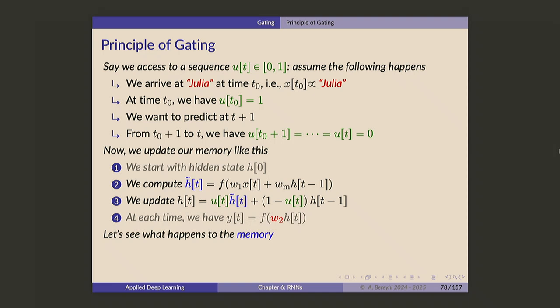So I'm at this time. If u is 0, I ignore whatever I computed. I keep the memory that I had the next time. I copy it here, right? If I have u equal to 1, exactly what's going to happen? The previous memory is going to be ignored. That guy is totally multiplied by 0. I'm going to get whatever I computed right now as my memory. Everybody's cool? Everybody sees what's happening?